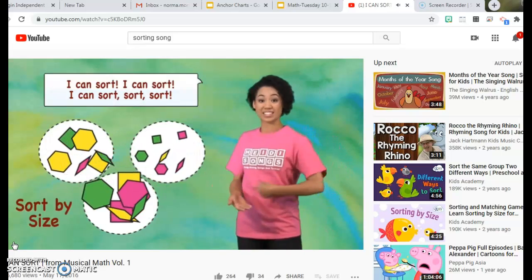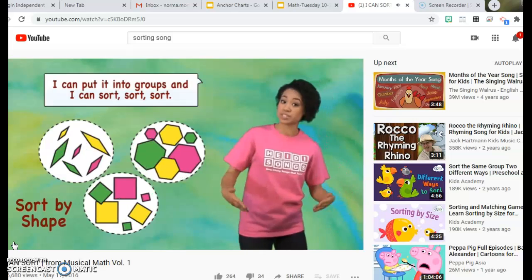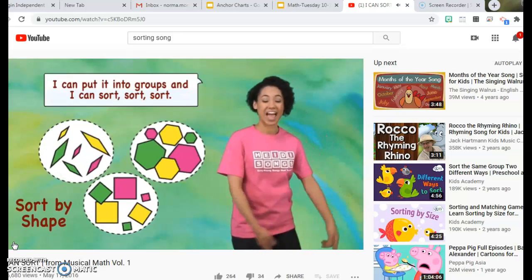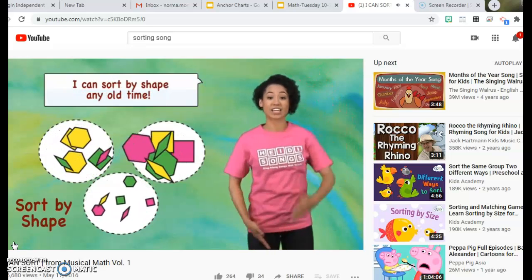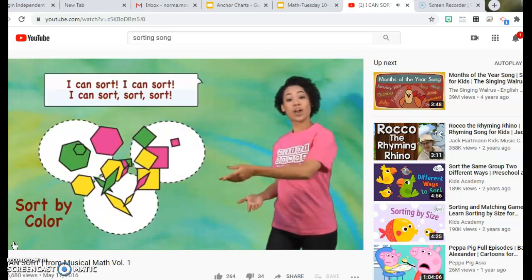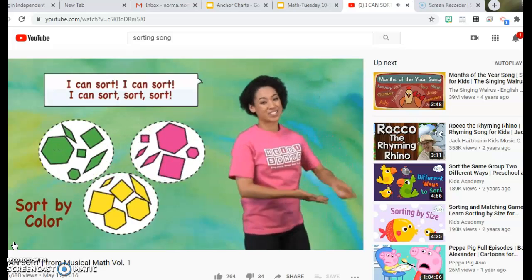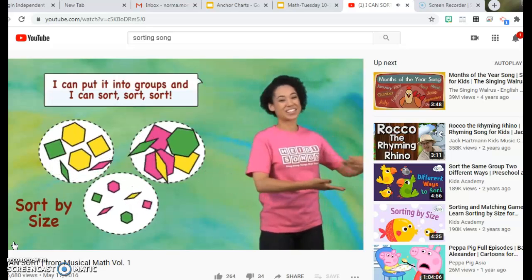I can sort, I can sort, I can sort, sort, sort. I can put them into groups and I can sort, sort, sort. I can sort by color, I can sort by size, I can sort by shape. Any old time, I can sort, I can sort, I can sort, sort, sort. I can put them into groups and I can sort, sort, sort.